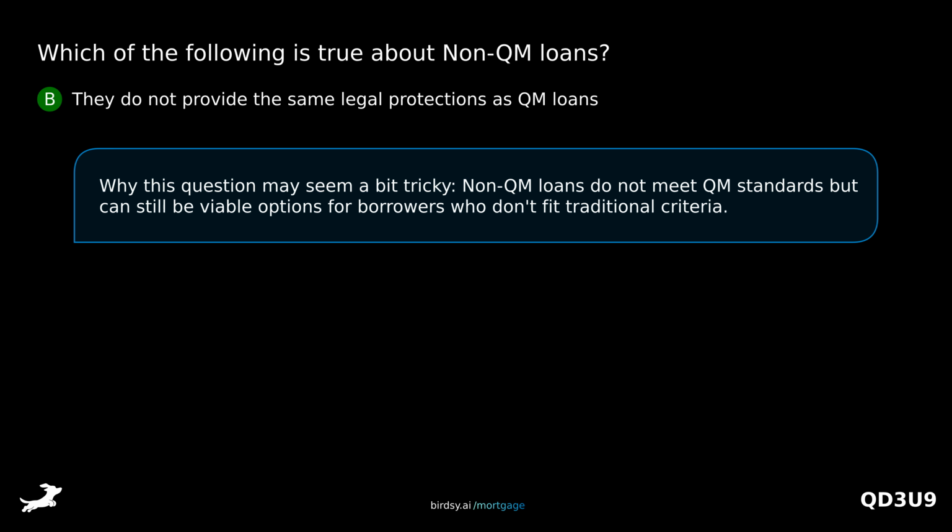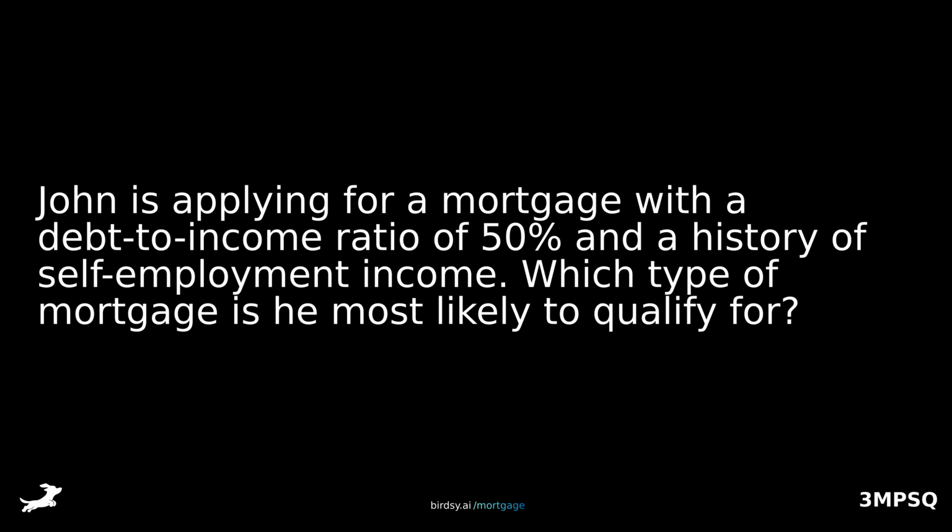Non-QM loans do not meet QM standards, but can still be viable options for borrowers who don't fit traditional criteria. John is applying for a mortgage with a debt-to-income ratio of 50% and a history of self-employment income. Which type of mortgage is he most likely to qualify for?